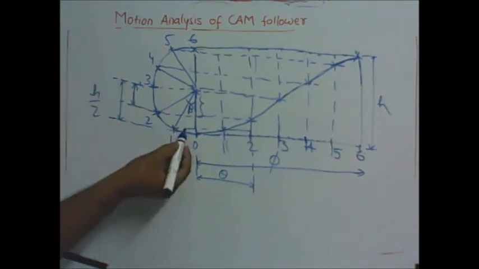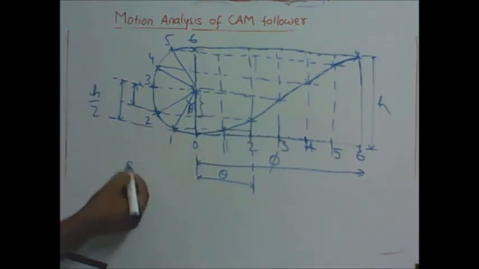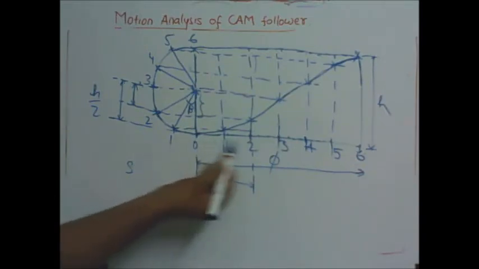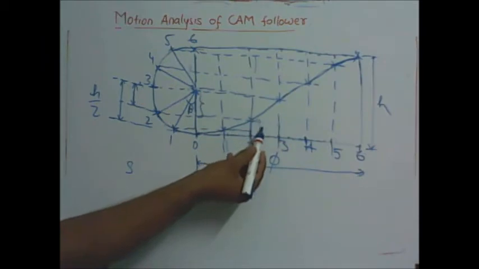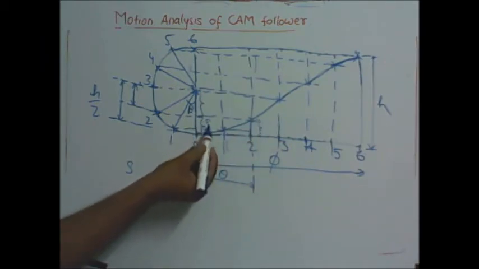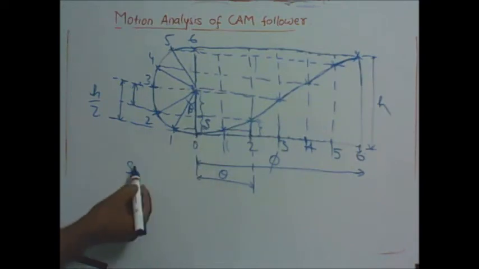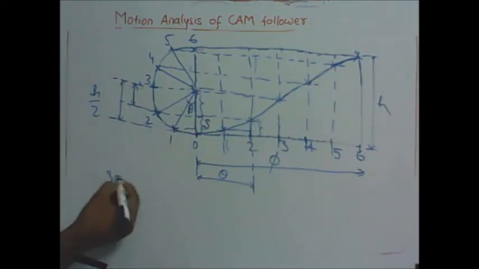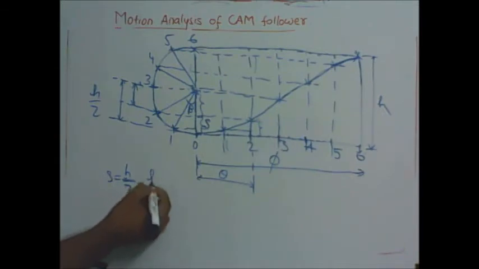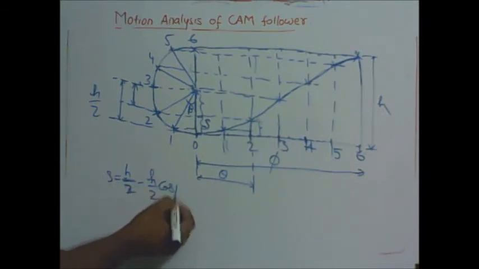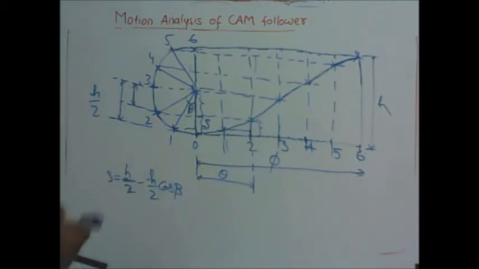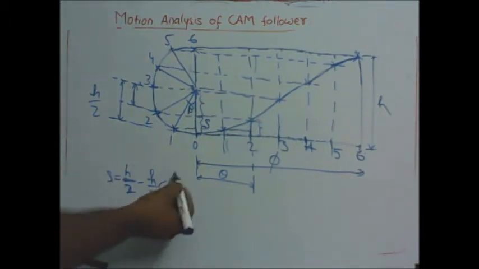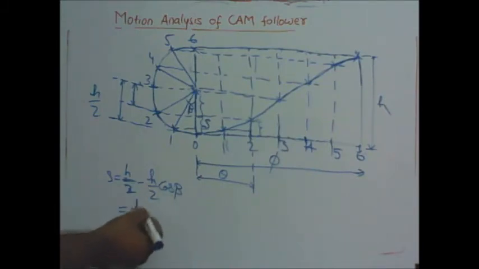So when you want this height or displacement of the follower when it is rotated from 0 to 2, the height is this part. This is the displacement s. When you want s, you have to subtract this part from the total half. So s equal to h by 2 minus h by 2 cos beta. Now further modifying it, we can write it as h by 2 of 1 minus cos beta.